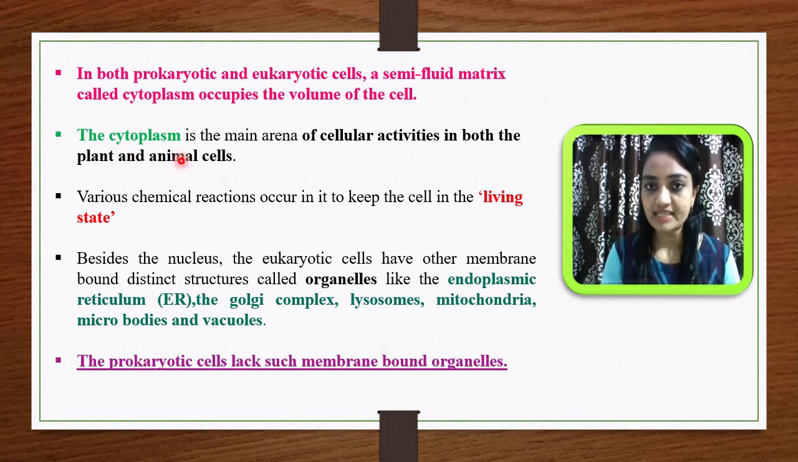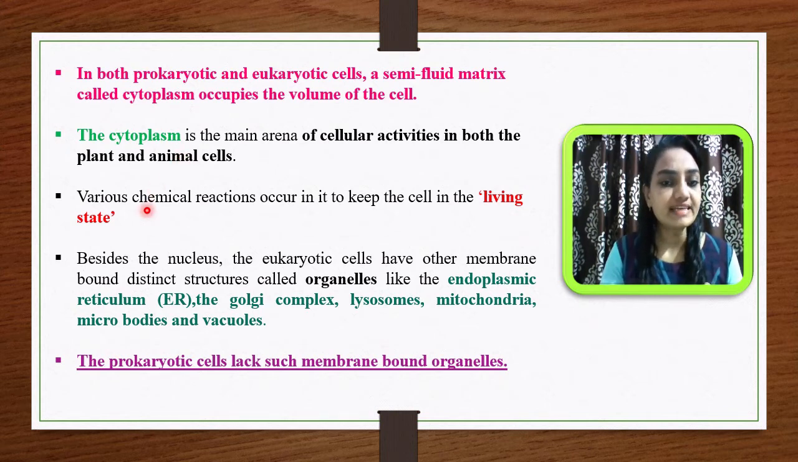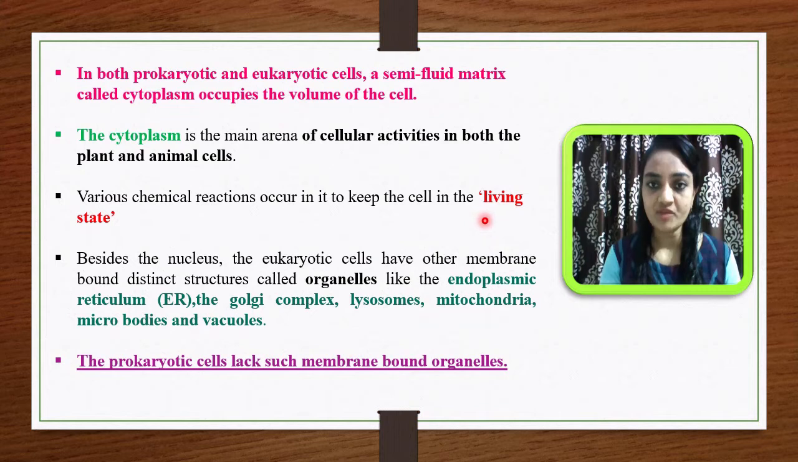Cytoplasm is common between eukaryotic as well as prokaryotic cells, and also between animal cells and plant cells. Various chemical reactions occur inside it to keep the cell in the living state. To be living, the cell requires some metabolic and biochemical reactions, which are carried out inside the cytoplasm.